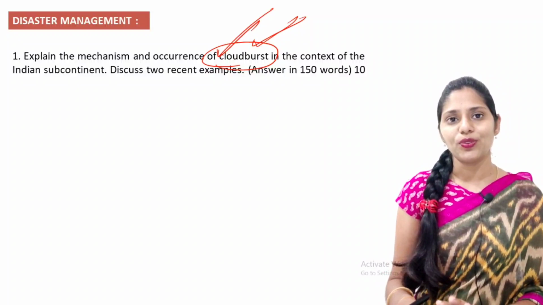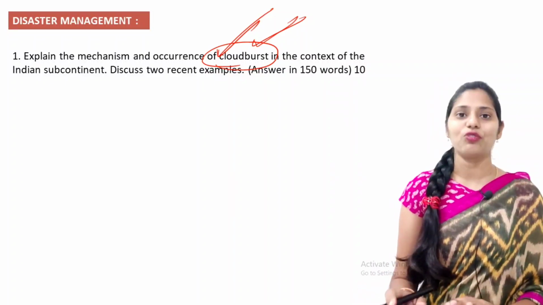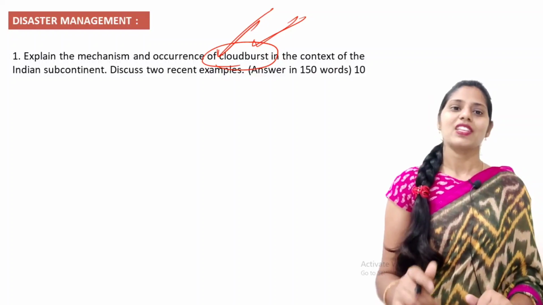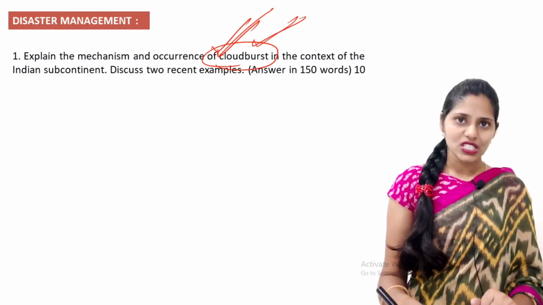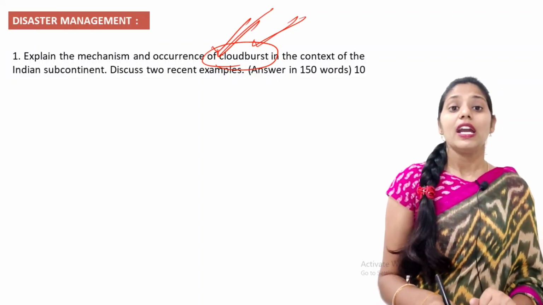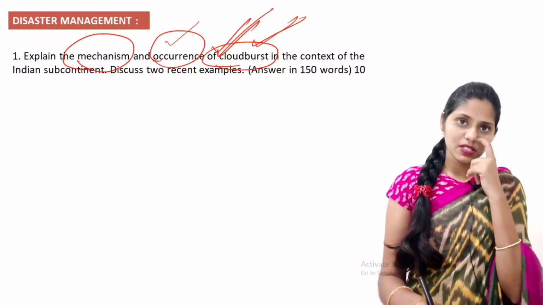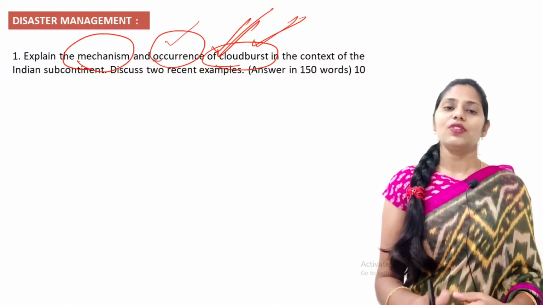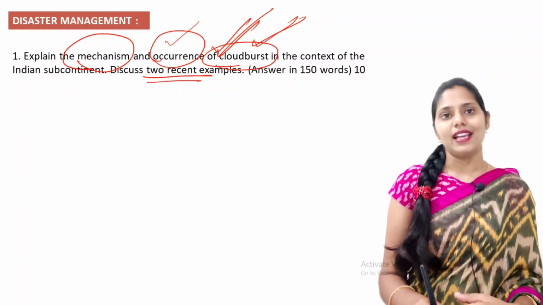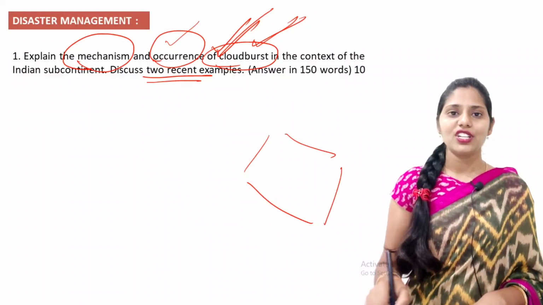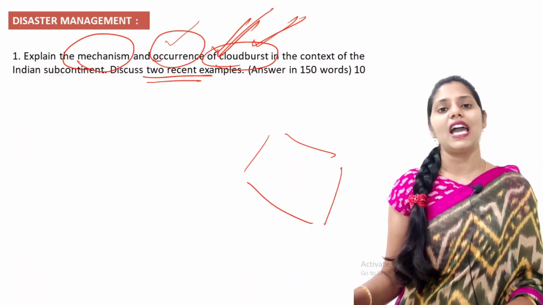So there is a downpour, a maximum amount of rainfall within a certain time limit. So what is that? Please let me know in the comment box. Here you have to write about the cloudburst definition in the introduction. In the body you can write about the mechanism and occurrence, how this cloudburst will occur. And at last you can give two recent examples, and you can draw the map of India and show the location where this cloudburst happened recently.